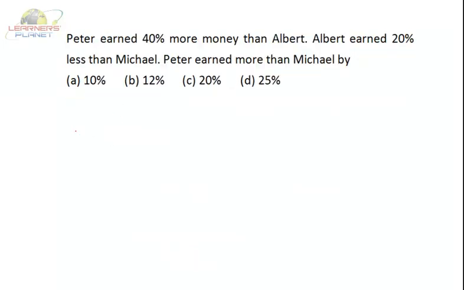Now let's say this problem. Peter earned 40% more money than Albert and Albert earned 20% less than Michael. So Peter earned more money than Michael. Peter earned more than Michael by? Okay. Now friends, Peter earned 40% more money than Albert. That means Peter is earning 140% of Albert. Now what is 140%? Friends, 40% is 2 by 5. So 140% is 100% plus 40%. So it's 1 plus 2 by 5, that is 7 by 5.